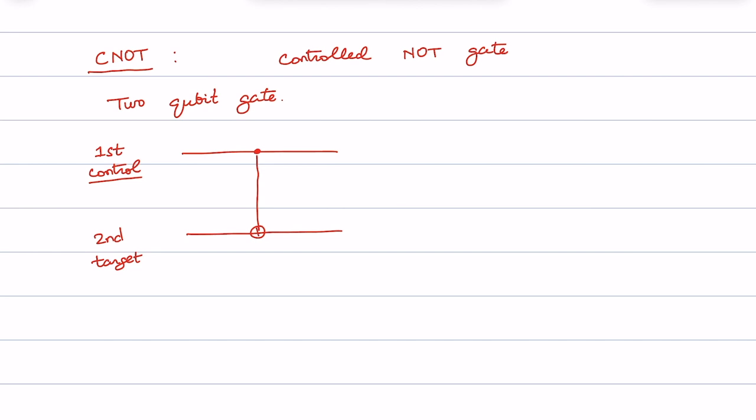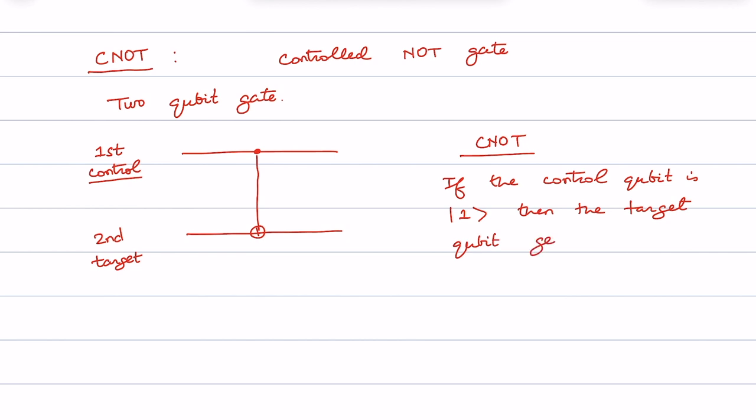Okay, and the rule by which the CNOT gate operates is as follows. If the control qubit is 1, then the target qubit gets flipped. That's the rule. Otherwise, there is no change in the target.